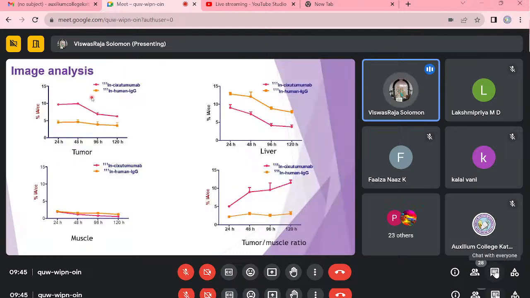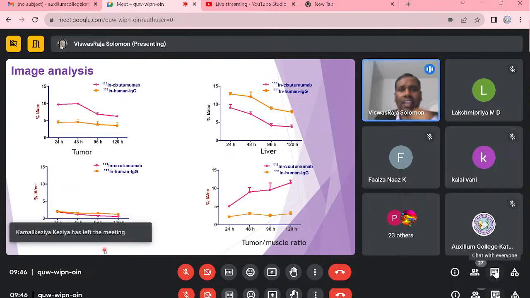Again, we did the in-depth image analysis. For that purpose, we drew the region of interest on various organs and found out the uptake in the organs. In this case, we did in-depth analysis on the tumor and liver because the liver is a clearing pathway. And again, we took muscle as a background and calculated the tumor-to-muscle ratio. See, the uptake peaks at 48 hours, then it starts clearing from the tumor. It's the same tendency in the liver too. It starts picking up at 24 hours, and you see clearing after 120 hours.